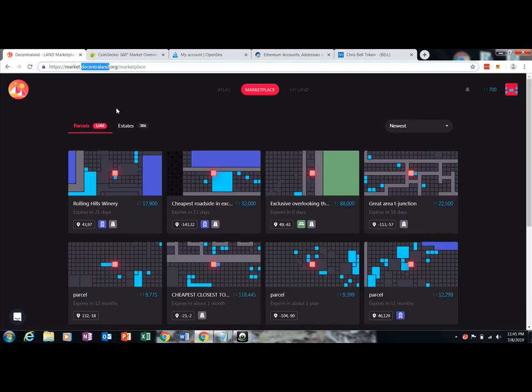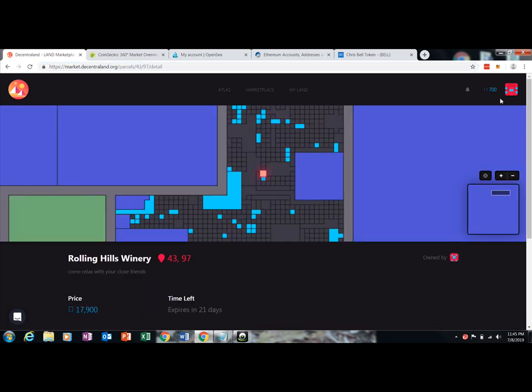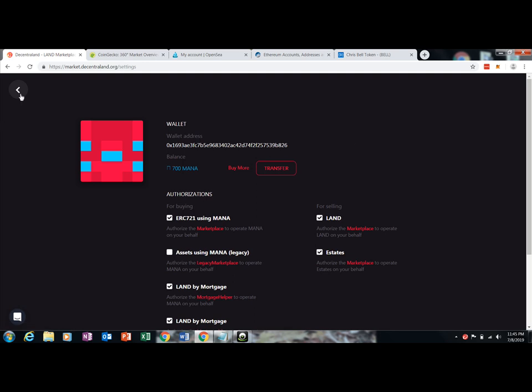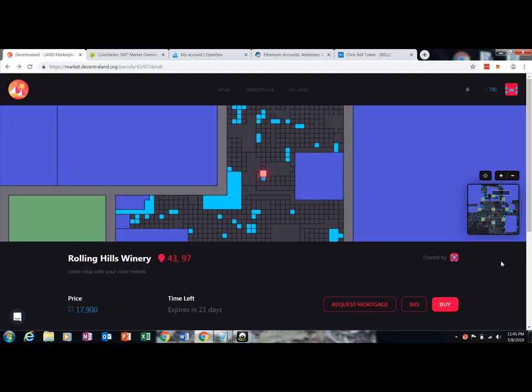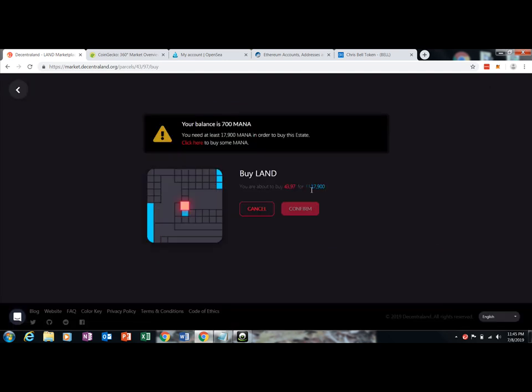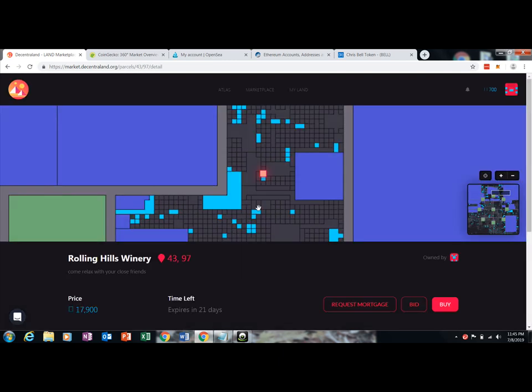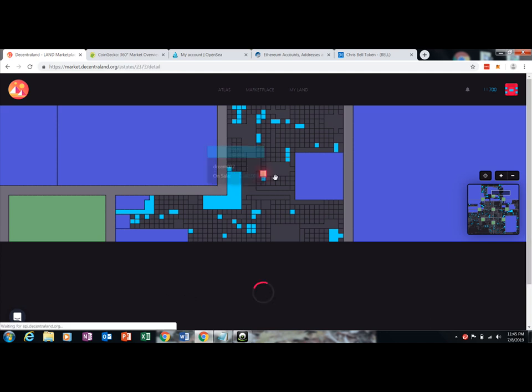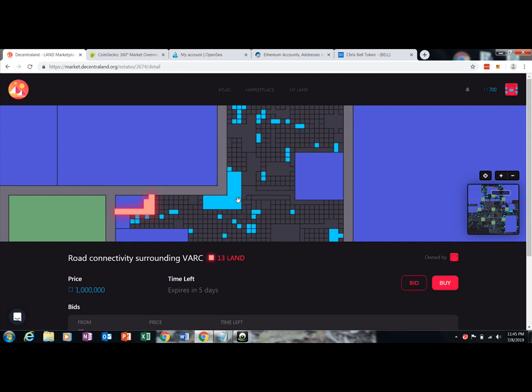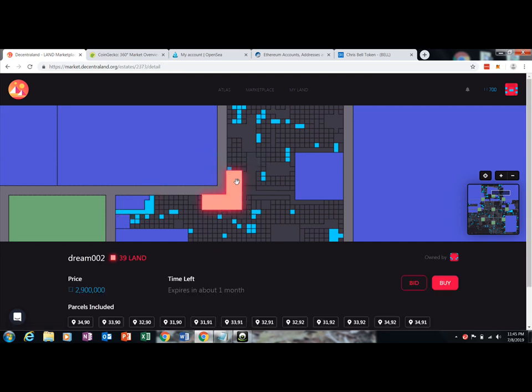Decentraland uses a mana token, which is an ERC-20 token. You need mana to buy some of this land. I have 700 mana tokens. That's not even close to enough to buy land. I think it's 10,000 for a minimum. And if I wanted to buy this, it would say that I need 17,900 mana tokens, which are all fungible ERC-20 tokens. These unique pieces of land and bigger size estates are all non-fungible tokens, all with very unique value that you have to determine for yourself, usually by past sales or current listings on the market.